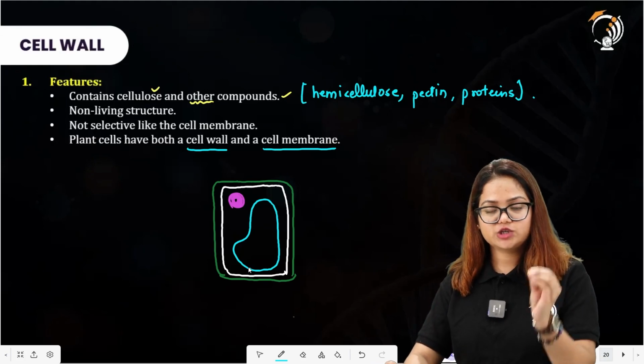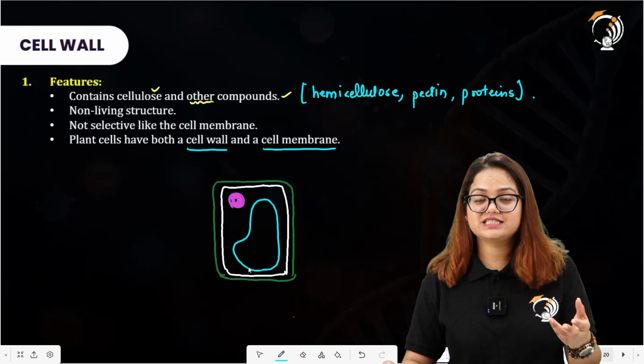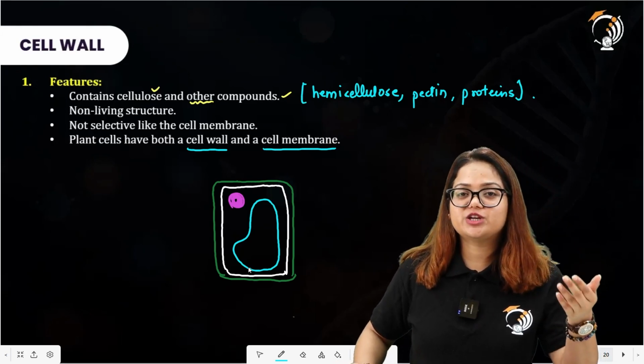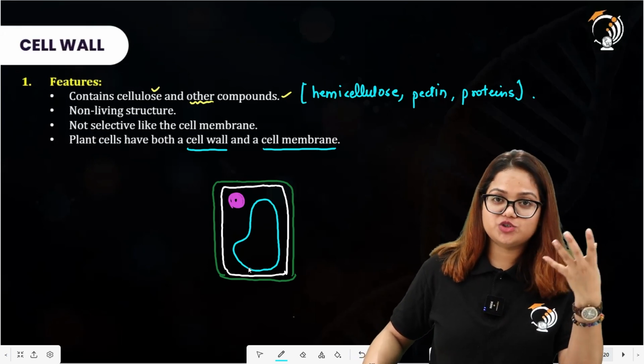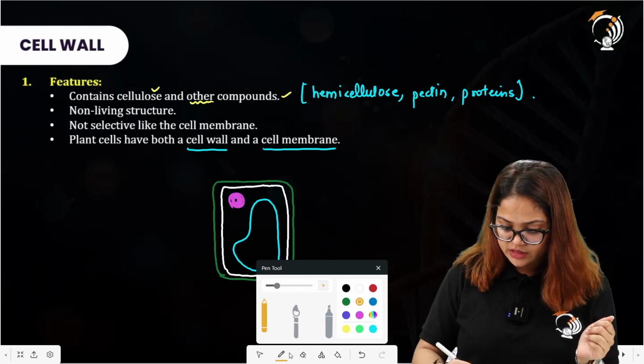I have not considered the chloroplast here because the chloroplast will be present in those plant cells that are able to photosynthesize, and by photosynthesis they are able to make their own food using raw materials from outside. Let me label it for you.